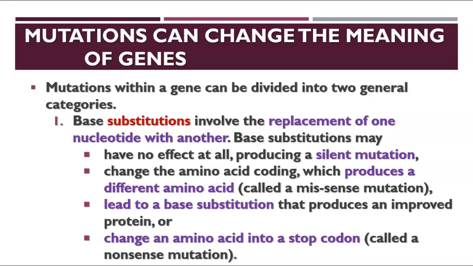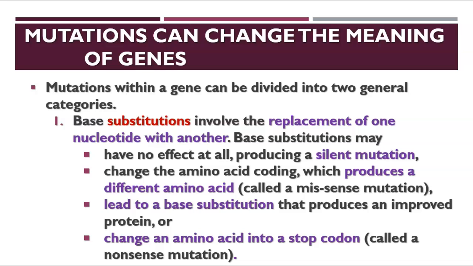Secondly, they can change the amino acid coding. It could produce a different amino acid if you changed one codon to another codon that happened to change to a different amino acid. That would be a different one. That's called a missense mutation. It changes one amino acid in the sequence of all those amino acids in that protein, and sometimes that can have a big effect on the protein. Sometimes that can be an improved protein.